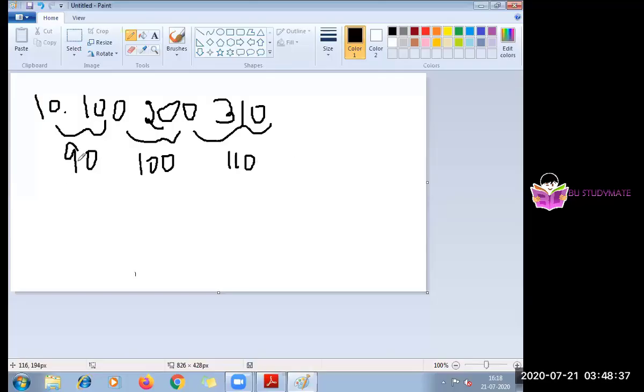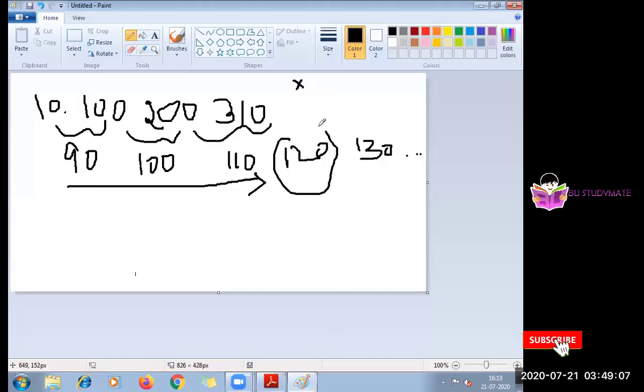So the differences have a gap of 10 each: 90, 100, 110. So how will this series go on? I'm talking about the differences series. This will go on 120, 130, and so on. Okay. So obviously the difference between 310 and the next number here should be 120.